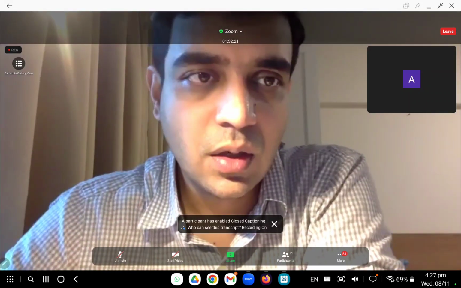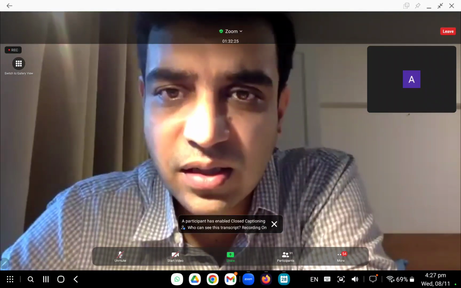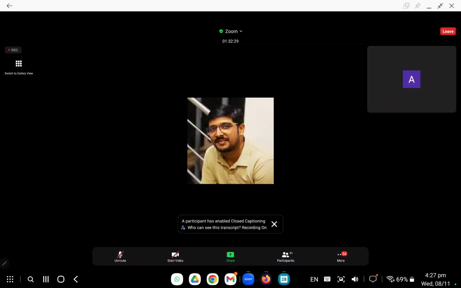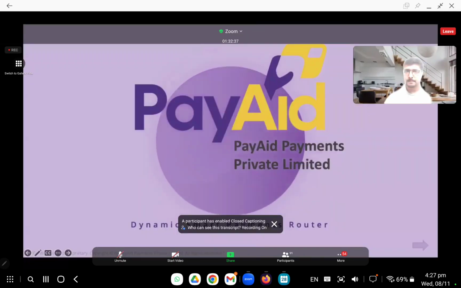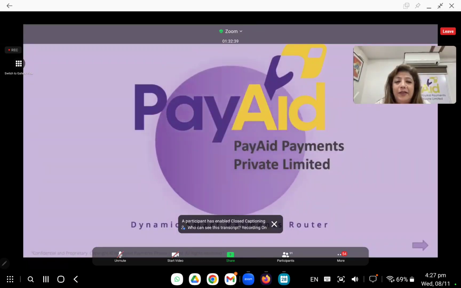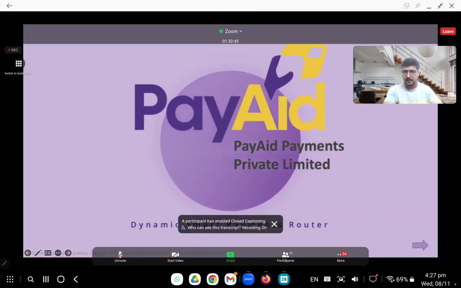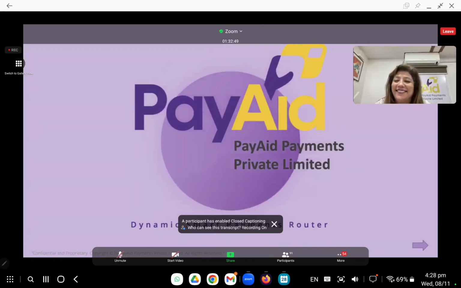Cool. Sounds good. Great. Kedar, can we give screen sharing access to Alka? Sure. Alka, can you try? You'll have to tell me if my screen's visible. Yes, it's visible. There's no audio. Okay, the audio is going to be me. Okay, cool.